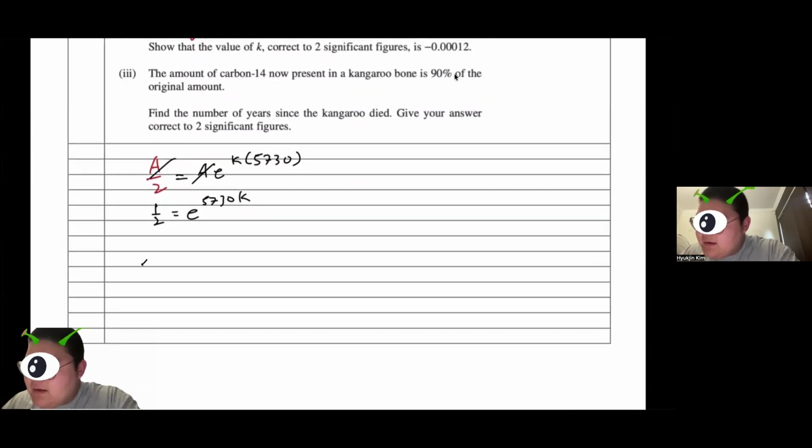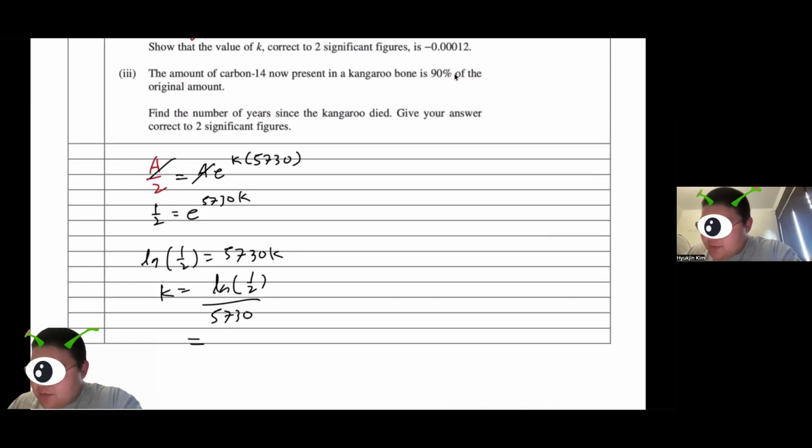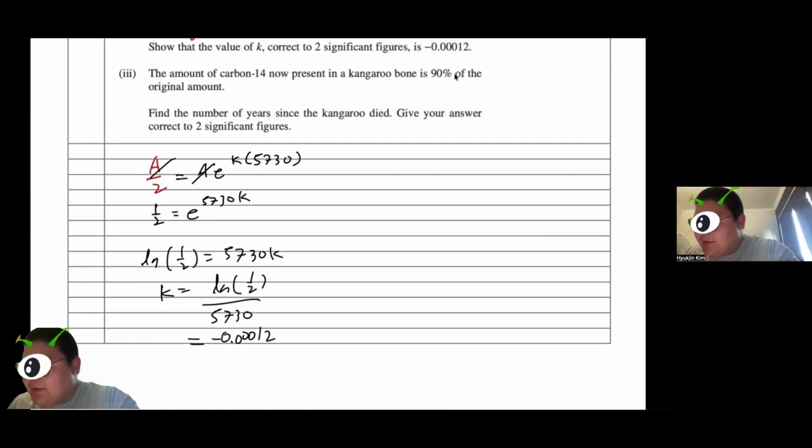Now it becomes ln 1 on 2 equals 5730k. If I bring it over, k equals ln 1 on 2 over 5730. You should probably get negative 0.00012. I'm not even going to bother checking in the calculator.